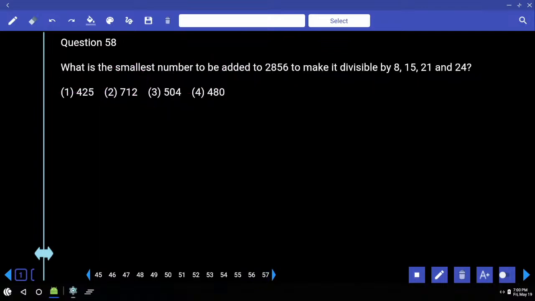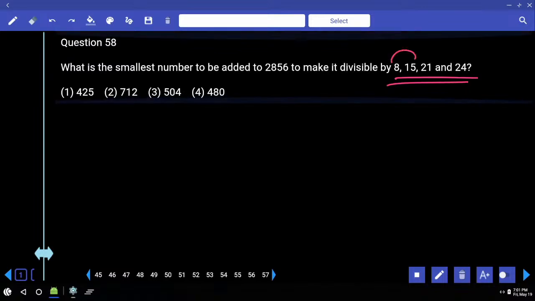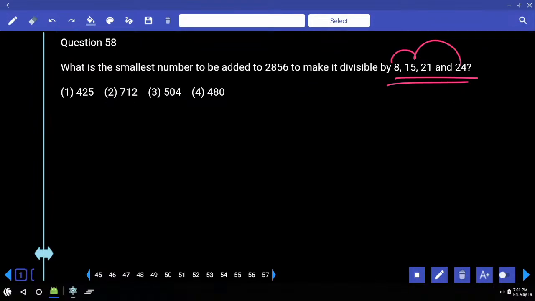సరే, వాట్ ఈస్ ద స్మాలెస్ట్ నెంబర్ టు బి యాడెడ్ టు 2856 టు మేక్ ఇట్ డివిజిబుల్ బై 8, 15, 21, 24? ఇక్కడ ఫస్ట్ ఆఫ్ ఆల్ ఎల్సిఎం లేదా ఒక్కొక్క నెంబర్ యాడ్ చేసుకోవడం, డివైడ్ అవుతుందో లేదో చూసుకో. ఏది బెటర్ చూద్దాం. ఎల్సిఎమా? వాట్ ఈస్ ద ఎల్సిఎం ఆఫ్ 8, 15, 21, 24? మనకి 120 సరిపోదు. ఈ మూడిటికి అయితే 120 సరిపోతుందా ఏమండి?